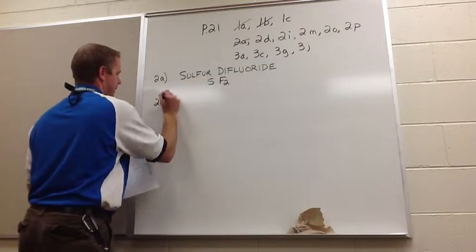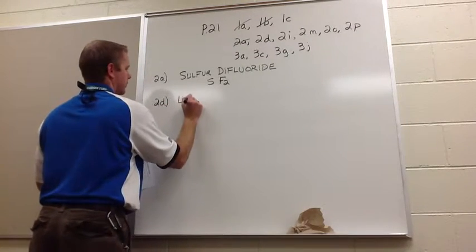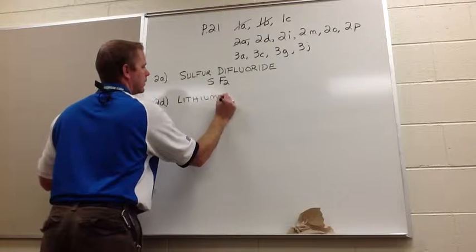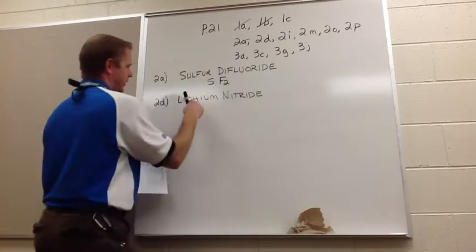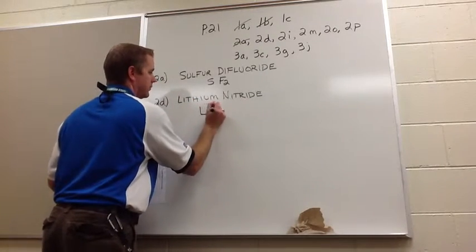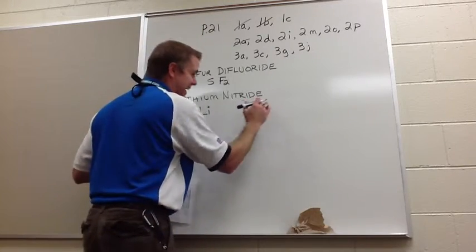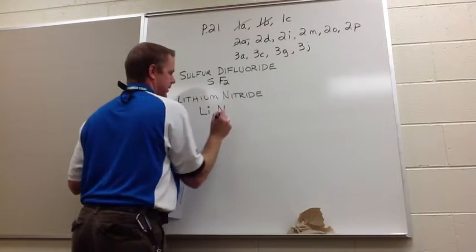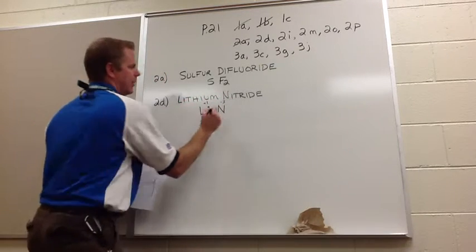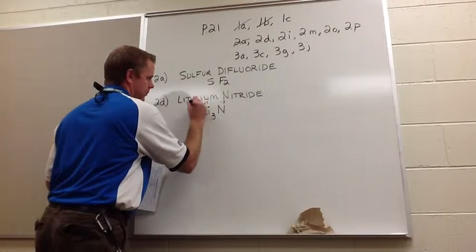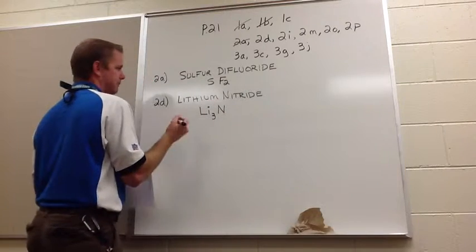2D. 2D is lithium nitride. So, alright, I end up telling myself, okay, lithium is Li. Now you have to read this one carefully. This is nitride. Well, the "ide" ending just is nitrogen. Nitrogen's charge is a -3. Lithium is a +1. Therefore, we take 3 +1s for the 1, -3. I get rid of my charges. Yay.